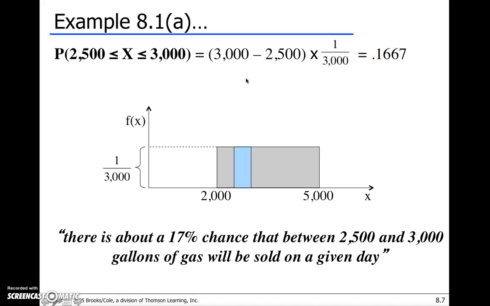Right, 1 over b minus a is 1 over 3,000, and the width here is 3,000 minus 2,500. That gives you the width times the height. 1 over b minus a is always the height of the rectangle. That gives you the area of the blue, which is 0.1667. That's the probability of selling between 2,500 and 3,000 gallons. Thus, there is a 16.67% chance that between 2,500 and 3,000 gallons of gas will be sold on any given day.